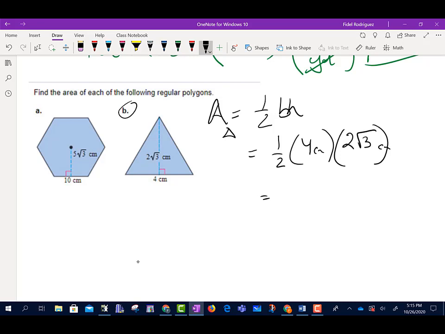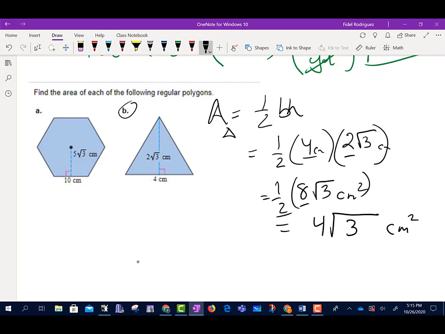Okay. So let's take a look here. 4 times 2 is going to give me 8 square root of 3 centimeters squared. Now we're going to do half of that. Well, half of 8 is just 4. Okay. So my answer is 4 square root of 3 centimeters squared. Okay, now let's see if we can do part B.